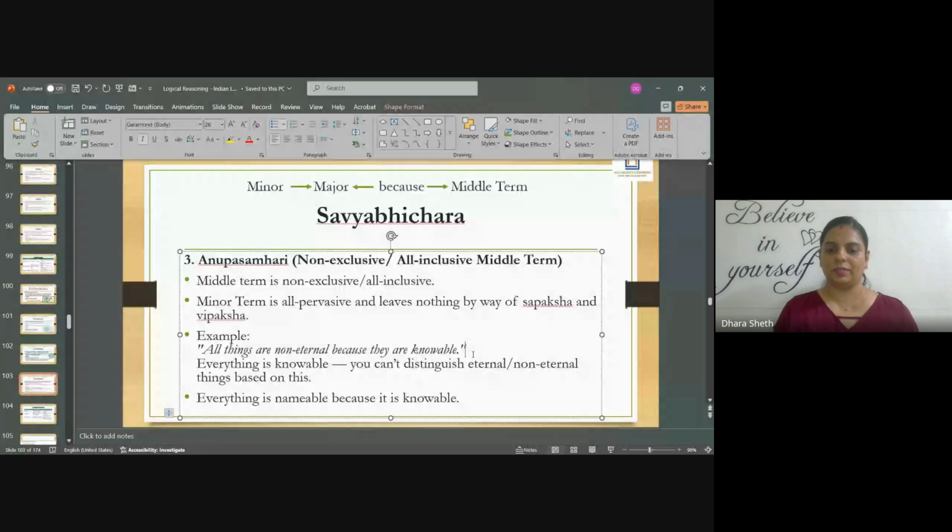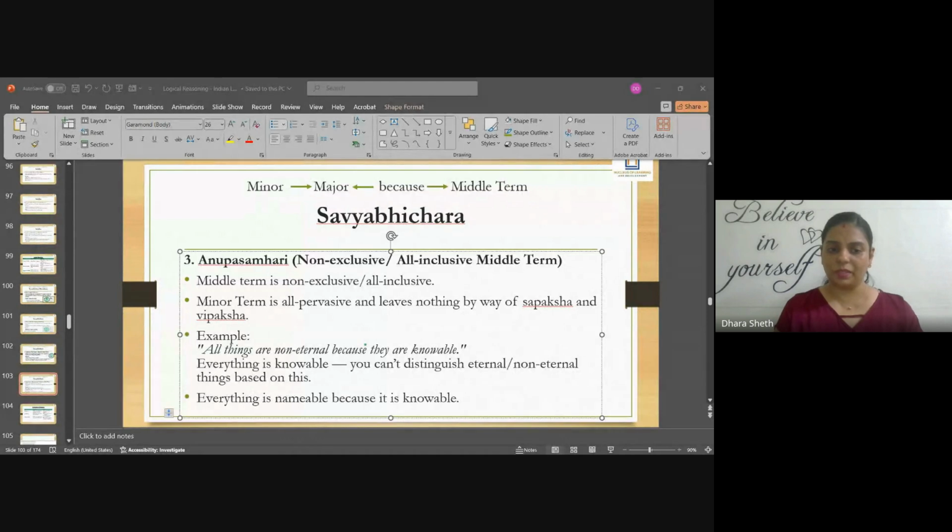Non-exclusive, all pervasive. Another example is: everything is nameable because it is knowable. Everything. Now, once you include everything, where do you go and compare and say that this is a quality only of everything and not of nothing? Knowable is also everything. So here the middle term is not even wide, it includes everything. So does the minor term. That is called anupasamhari. There is no upasamhara. Clear with this?